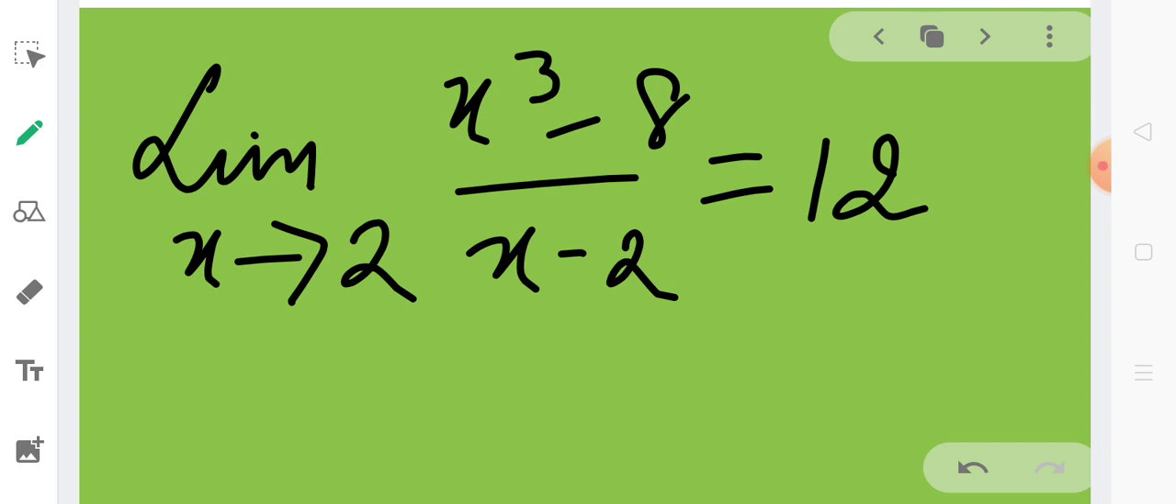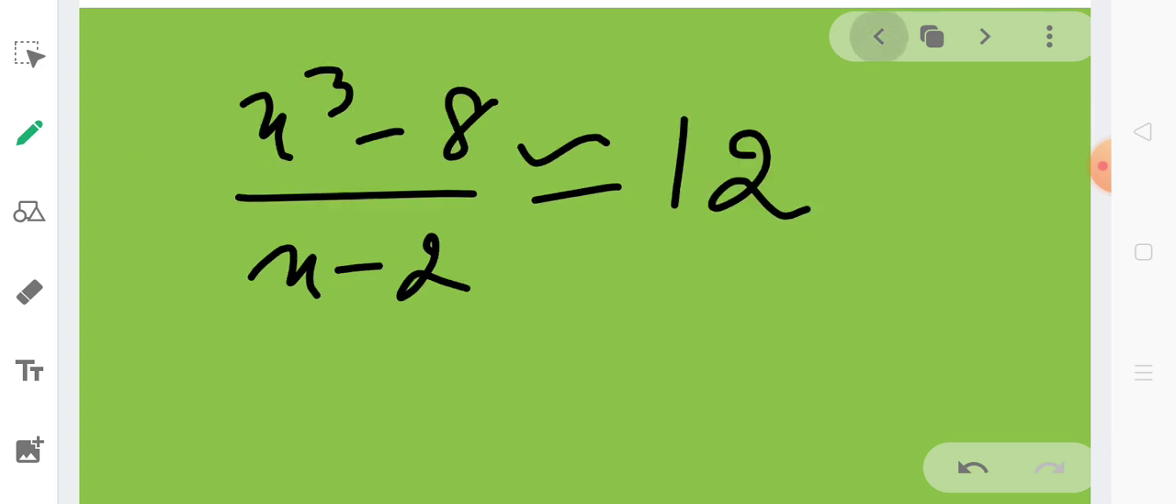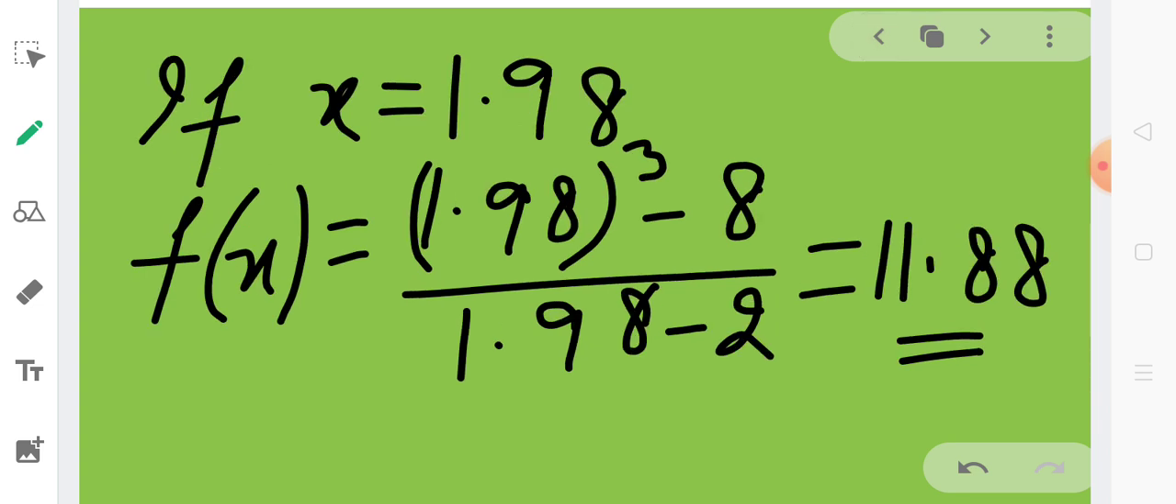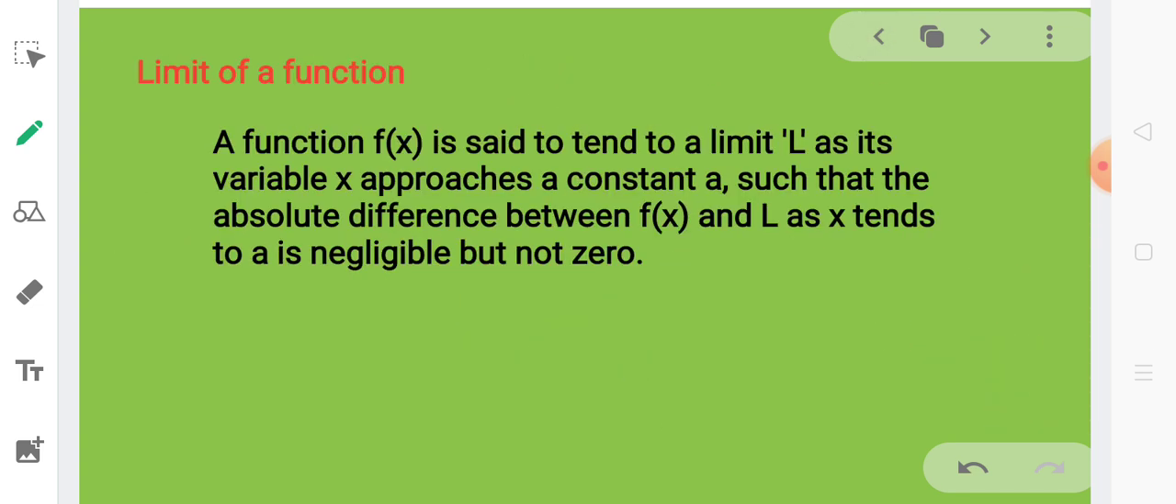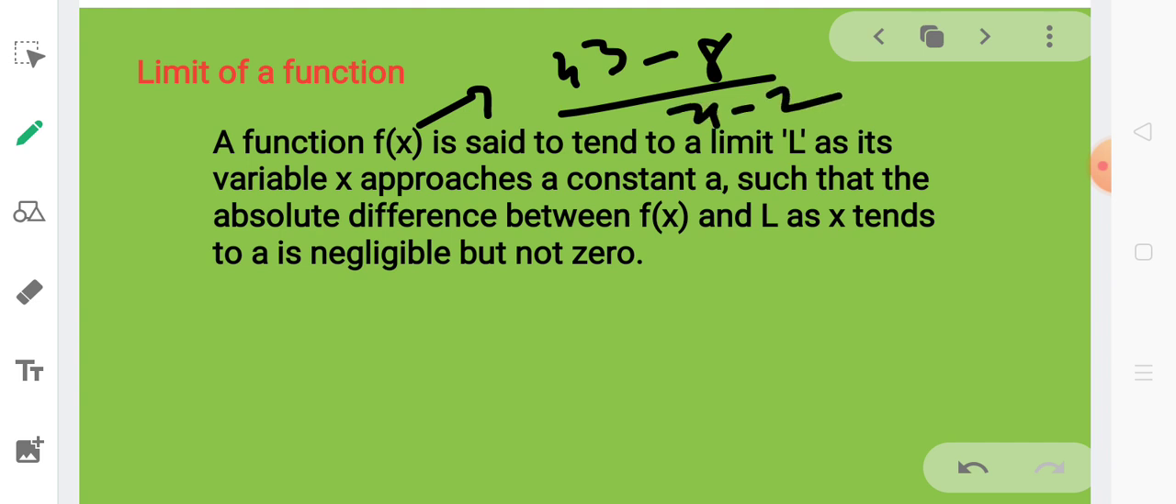So this is how we define limit. So now we can go back to the definition of limit. A function f(x) is said to tend to a limit L. So the function that I had taken, what was the function? It was (x cube minus 8) divided by (x minus 2), is said to tend to a limit L.